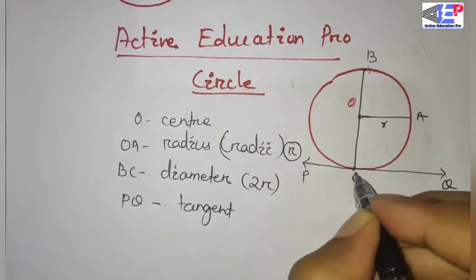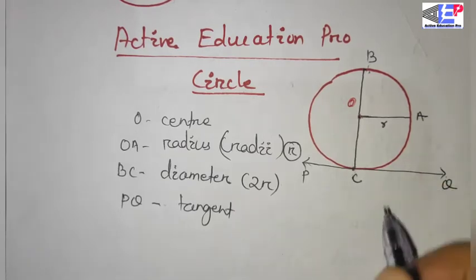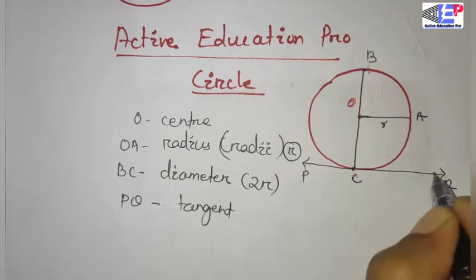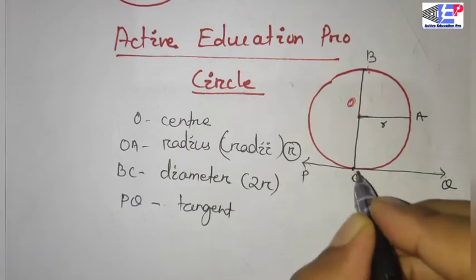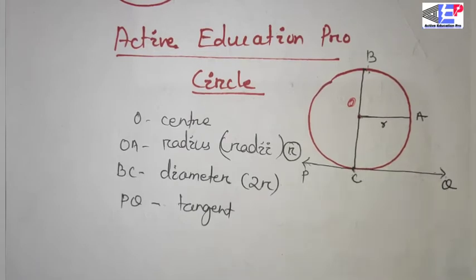The tangent touches the circle at only one point. C is the only one point. PQ touches the circle at this point C.